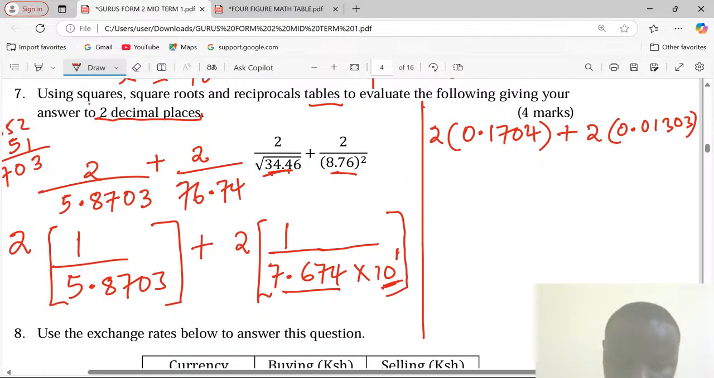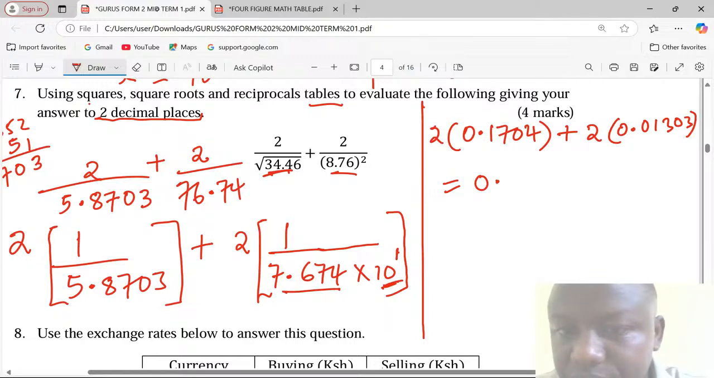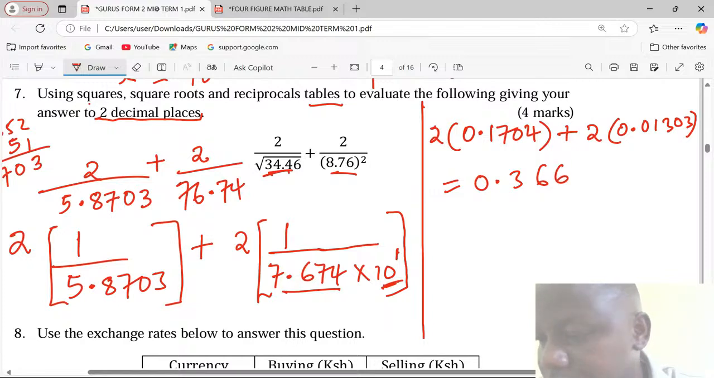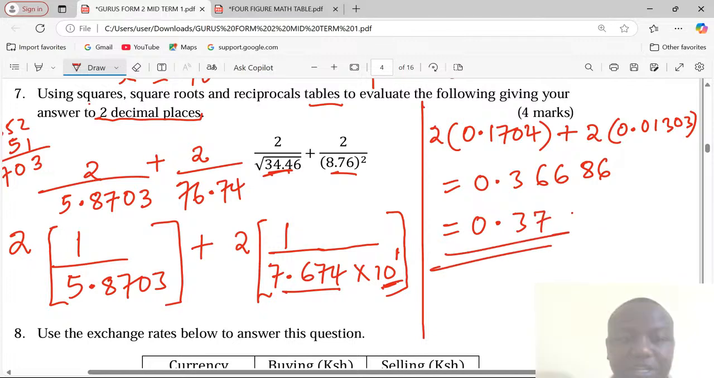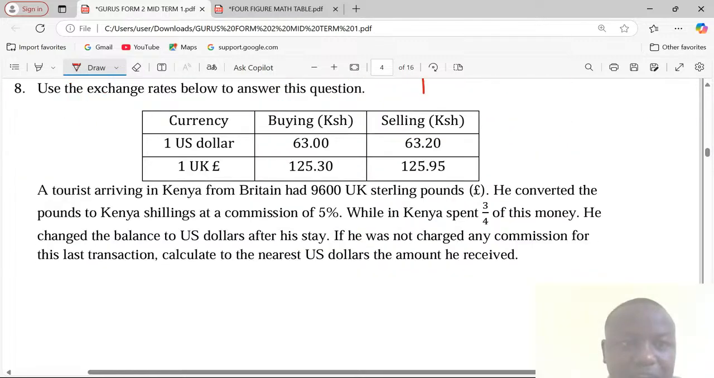Then now we can compile our final answer. 2 into 0.1704 plus 2 into 0.01303. Then finally, I'm getting 0.36686, but this one is to 5 significant figures. We are talking about 2 decimal places. So finally, I'll settle at 0.37 as the final answer. 0.37. That is our final answer.